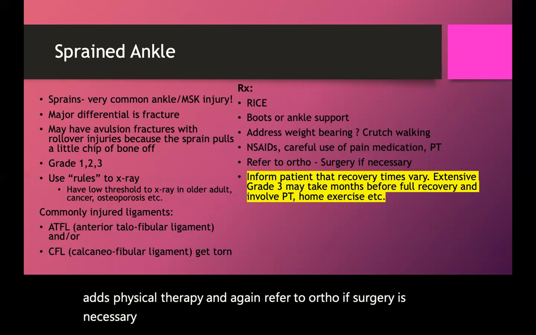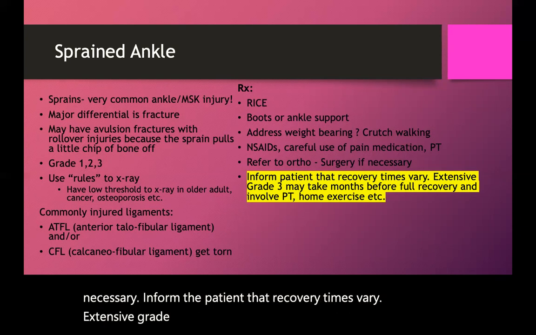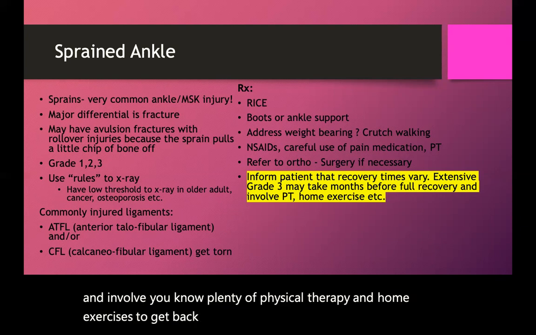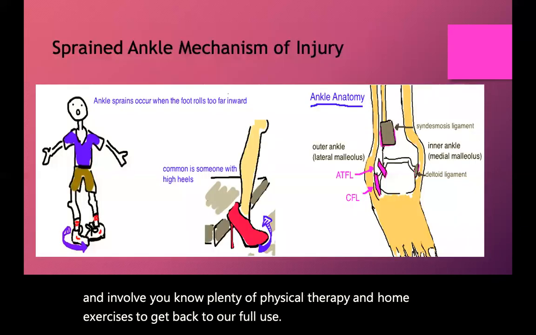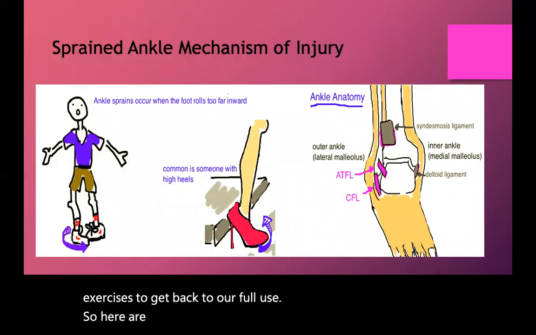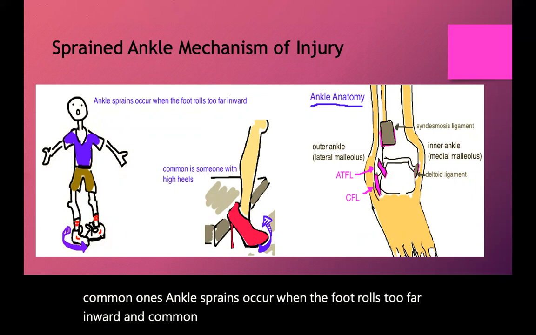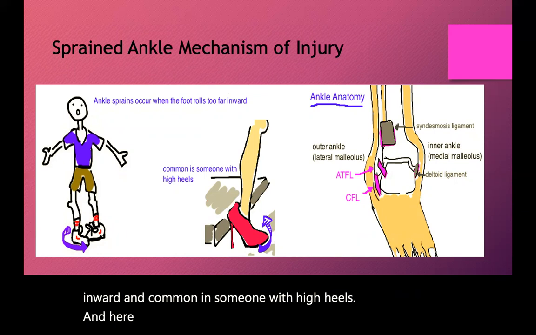Inform the patient that recovery times vary. Extensive grade 3 sprains may take months before full recovery and involve plenty of physical therapy and home exercises to get back to full use. So here are the sprained ankle mechanisms of injury, the pretty common ones. Ankle sprains occur when the foot rolls too far inward and are common in someone wearing high heels. And here it shows you on the right-hand side, the ATFL and the CFL.